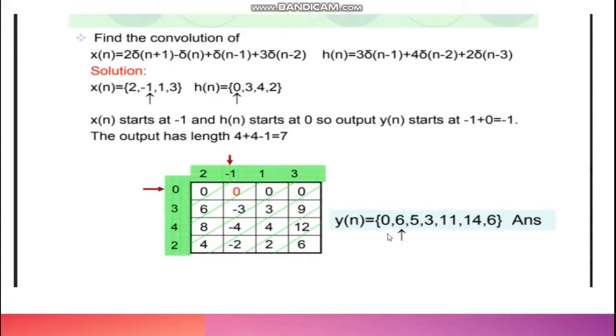Now how are we going to find this 0th position? We know that our signal starts with minus 1, so this position will be minus 1. The next position will be 0, so you can put an arrow on 6.